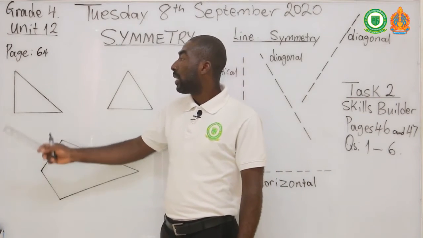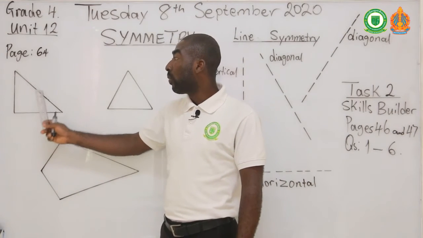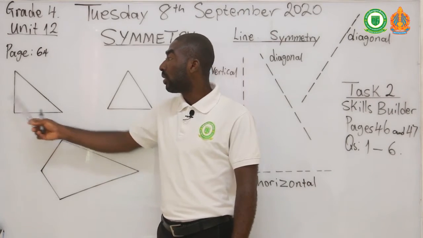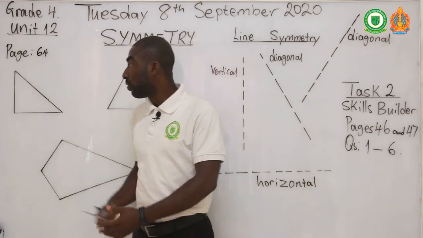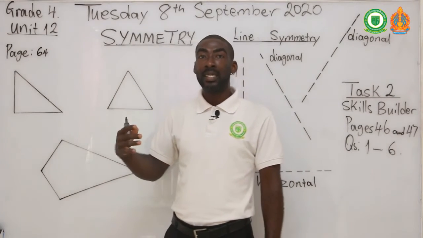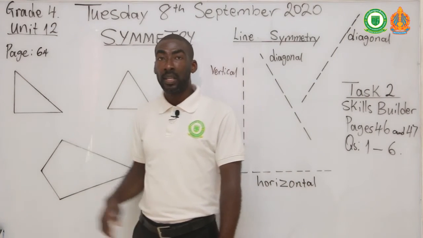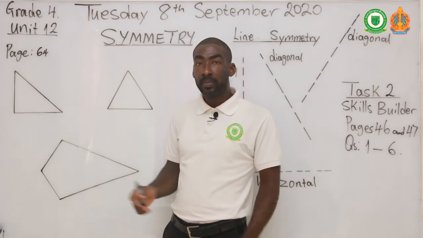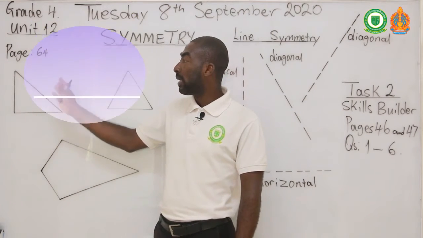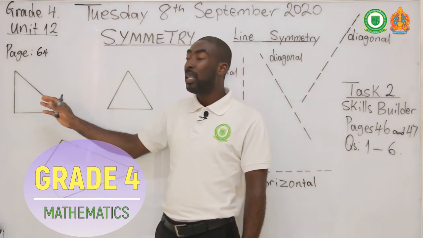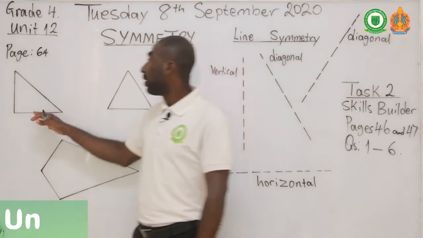This is a right angle triangle, so that means this line and this line can be equal, whereas this line will be longer than these two. That means if you want to put a line of symmetry into this one, you have to look at the sides that are equal. So this line is equal to this very line. That means when we put our diagonal symmetry line into this one, we're going to have one line of symmetry with this particular drawing.